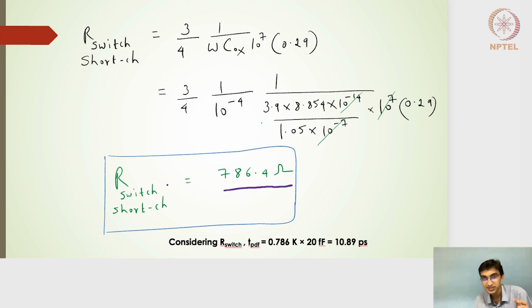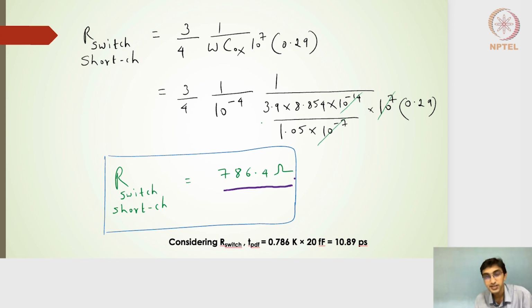Intuitively, it says that the switching resistance estimated for the short channel current model is more, and in a way it is correct, because the current for the short channel model will be less than that of the current that has been estimated from the long channel current. And if the current is less, the resistance is likely to be more. So that's what we have got, 786.4 ohms.